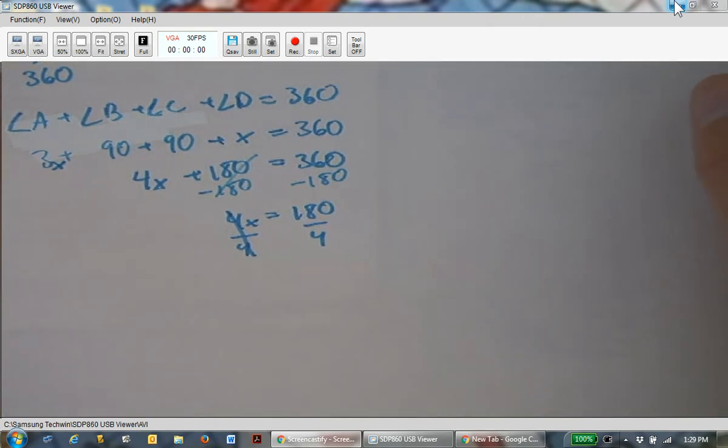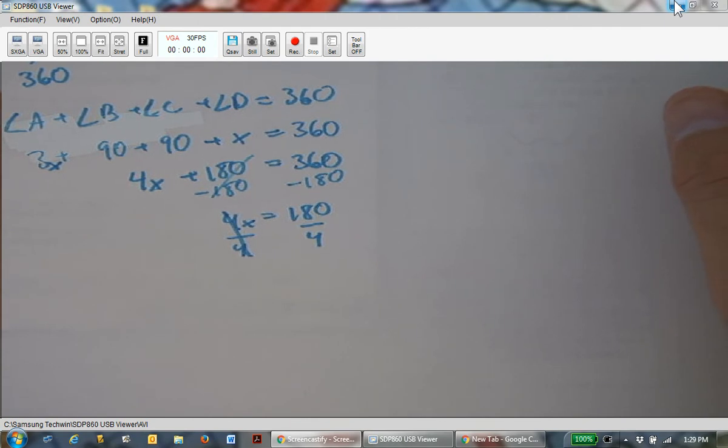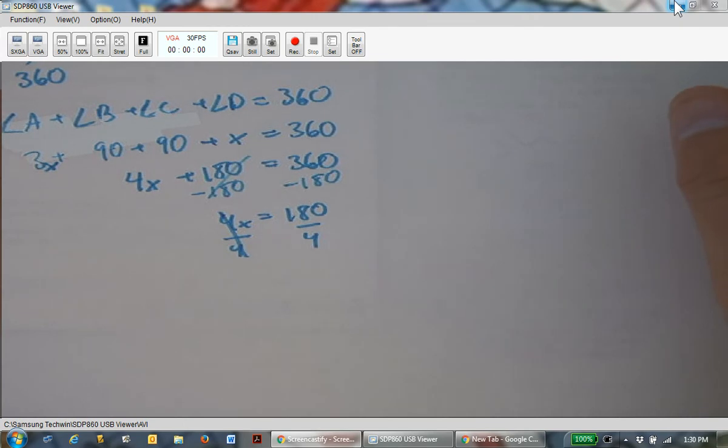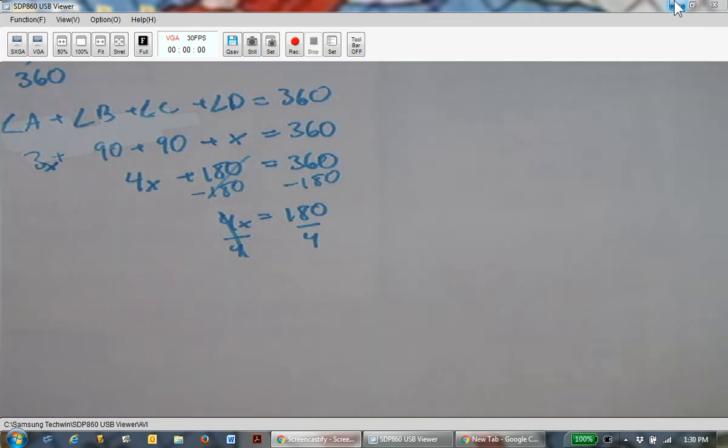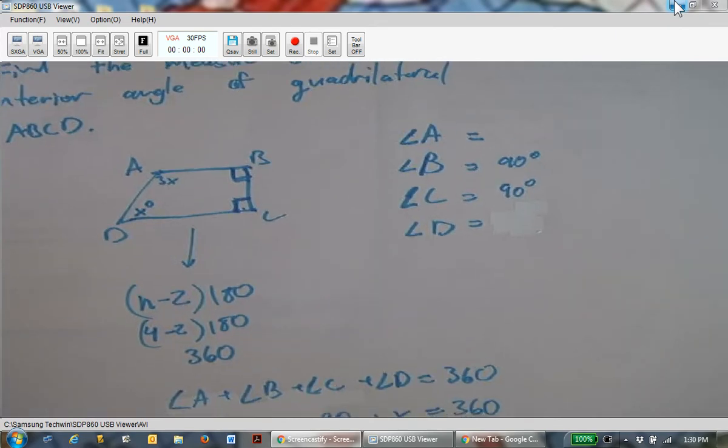Now you can use your calculator, yeah? 360 minus 180 is what? Is 360 minus 180, 180? Yes, it is. Think about it, just to kind of go back.